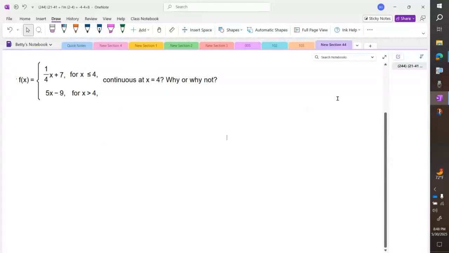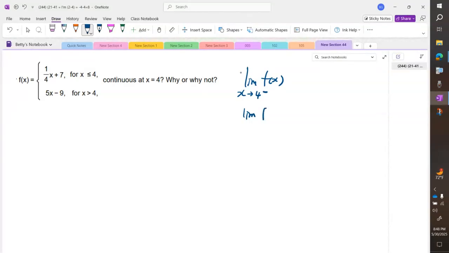We'll consider the continuity of the function at 4 only when the left-hand limit of f as x approaches 4, the right-hand limit, and f of 4, all three things exist and are equal. Only then is the function continuous at 4. So let's see.